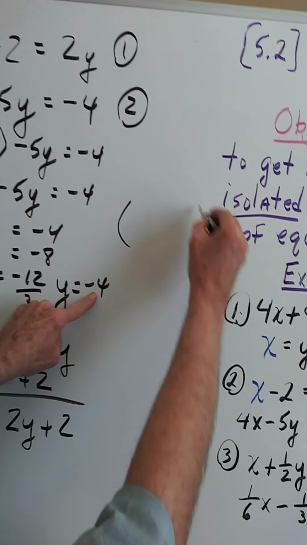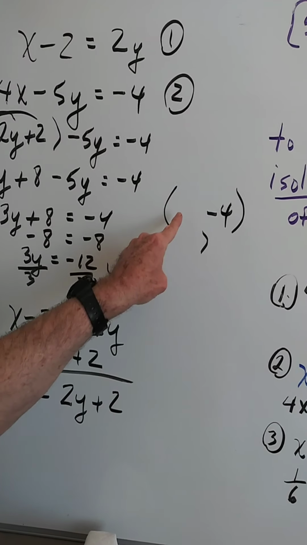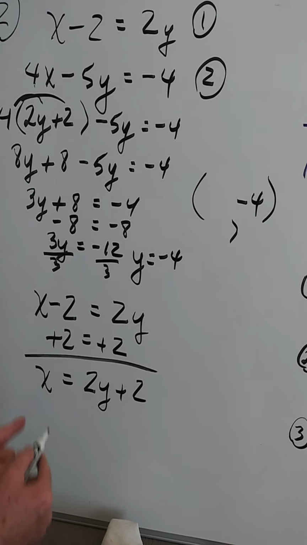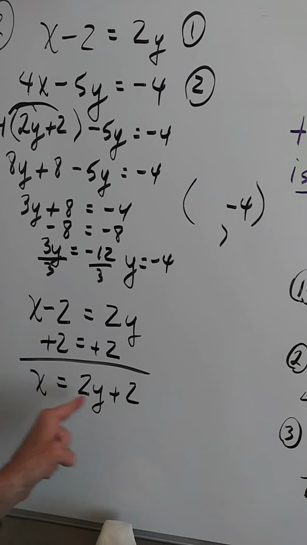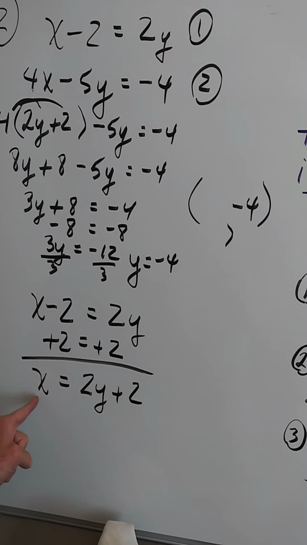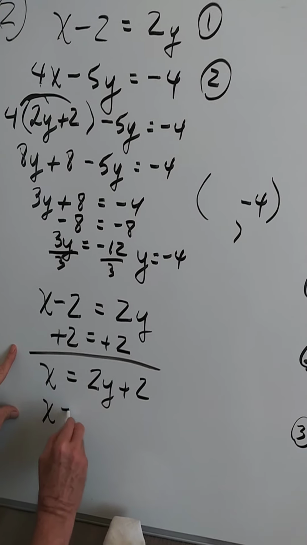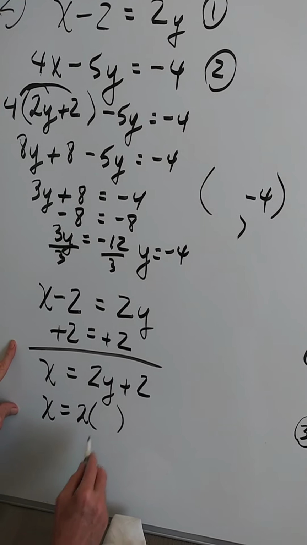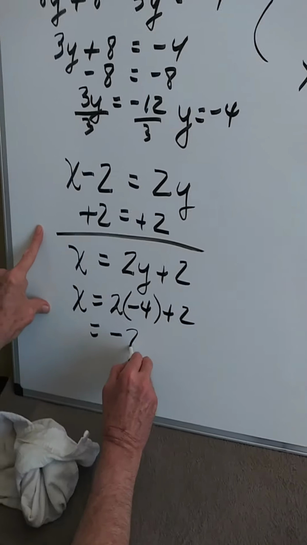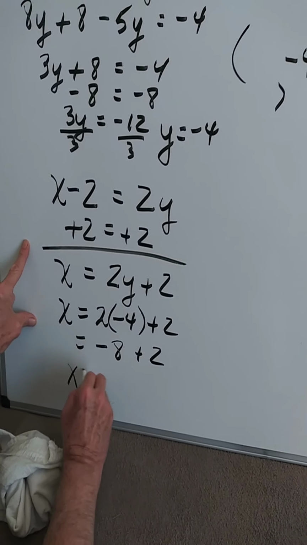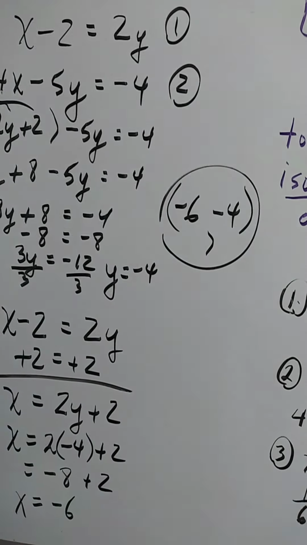Find a spot. Put that negative 4 in the y slot. And now to find the value of x, go back to the equation that was already solved for x. X is equal to 2y plus 2. To find x, we have to know the value of y. We know it. X is equal to 2 times negative 4 plus 2. That's equal to negative 8 plus 2. That will give us negative 6. Put the negative 6 in the x spot. Done.